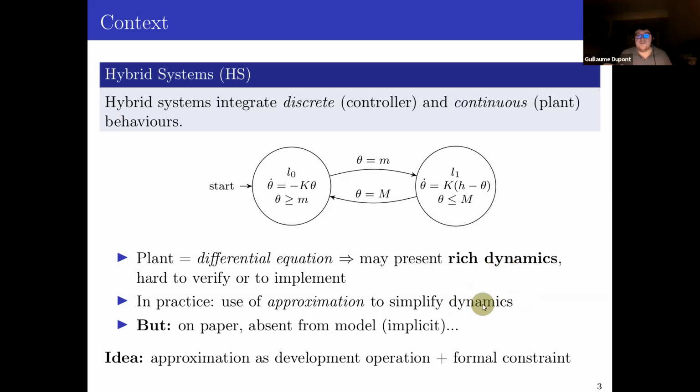Approximation is performed a priori, meaning it is done before designing the system itself. But approximation is based on actual sound mathematics. So the question we can ask is, why can't we formalize approximation and make it a formal development operation associated with formal constraints that we can use to prove approximation and prove an approximate system?